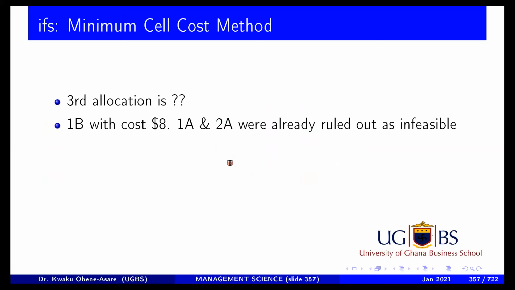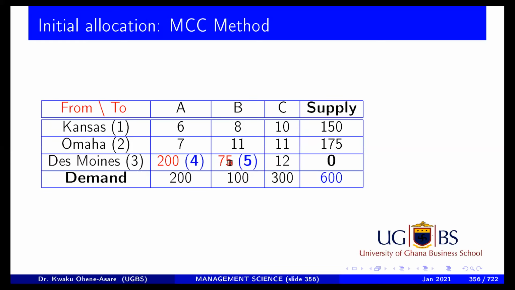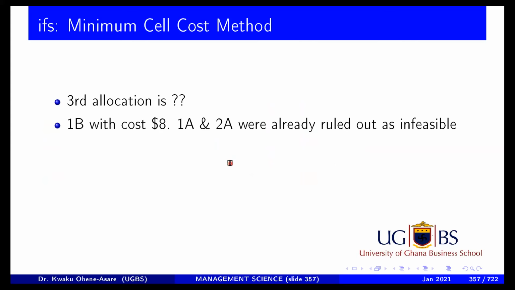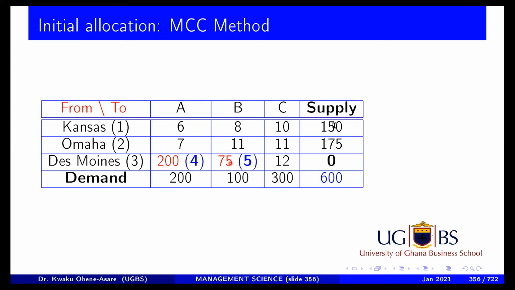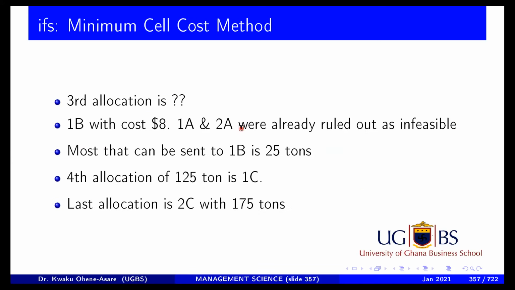Okay, so somebody has indicated the answer, right? The B1. Okay, but we call it 1B. So it is 1B, and 1B has a cost of $8. Now, we've already said that 1A and 2A were already ruled out as infeasible. So most of the items will be sent there. Now, 150 will have to be sent there, but then it already has 75. And so to get the total demand, you need to send 25 to 1B. So we send 25 to 1B.